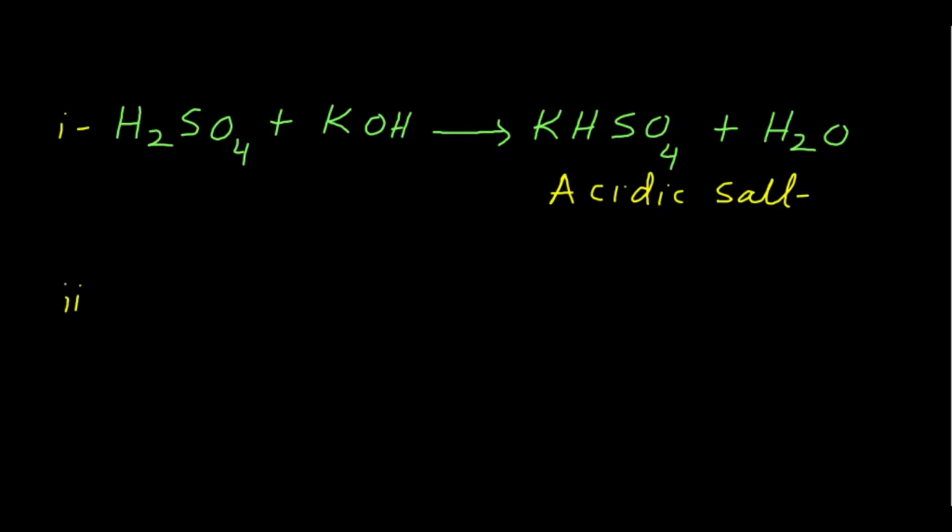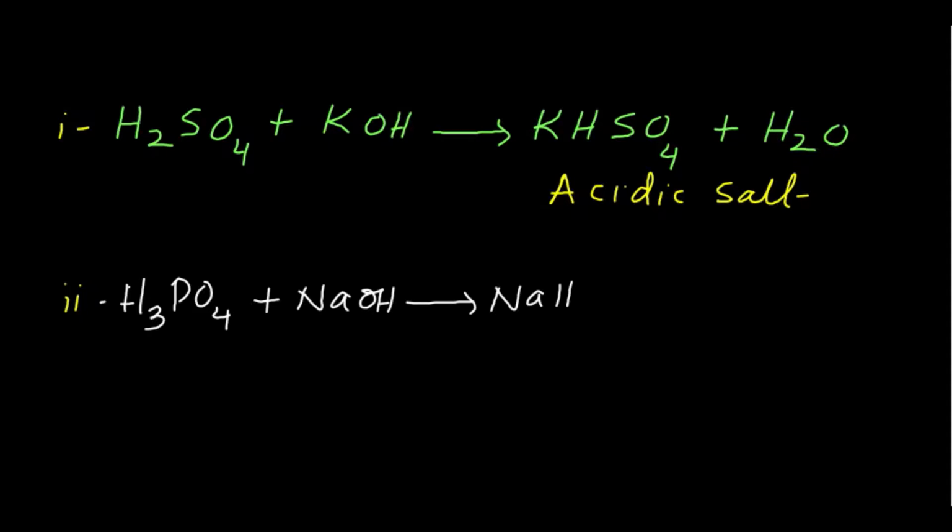If we react phosphoric acid with sodium hydroxide, we know very well the formula of phosphoric acid is H3PO4. If we react phosphoric acid with sodium hydroxide, NaOH, then there is a partial replacement of hydrogen ion of phosphoric acid. As a result, we get NaH2PO4, that is sodium dihydrogen phosphate plus water. Sodium dihydrogen phosphate is acidic salt.